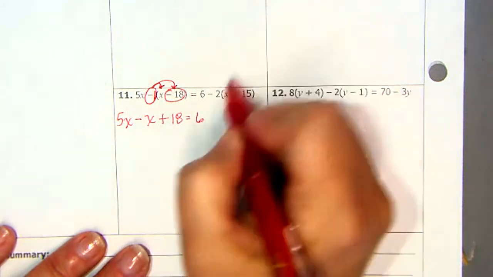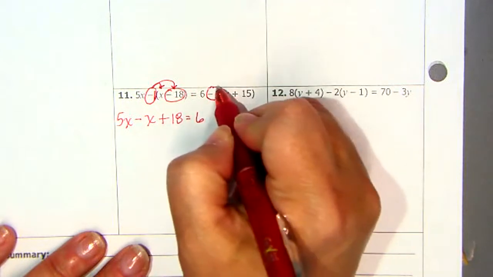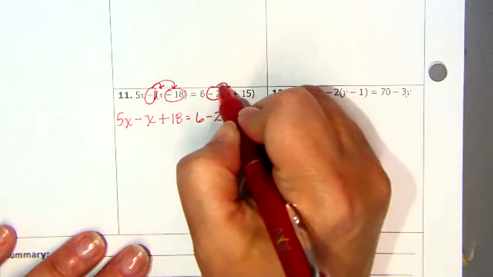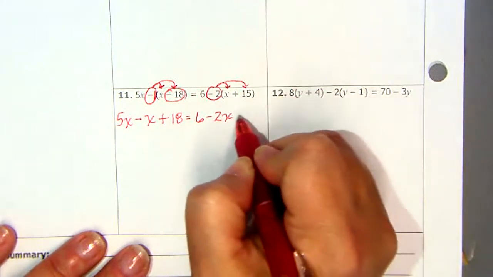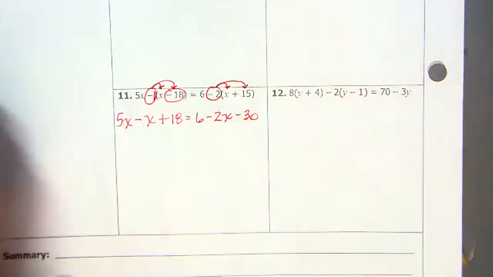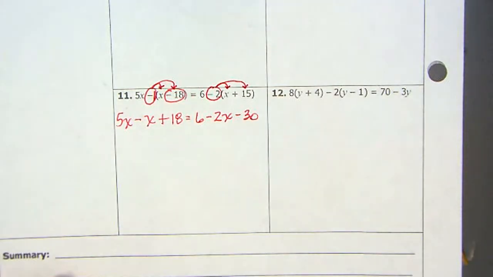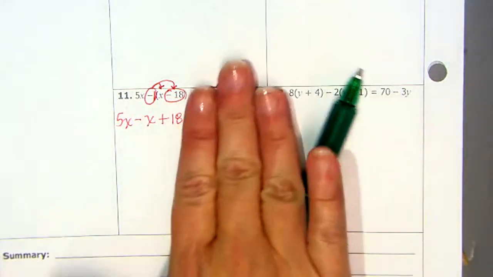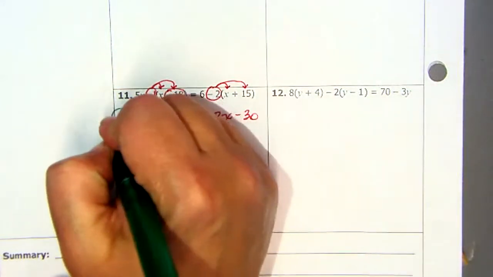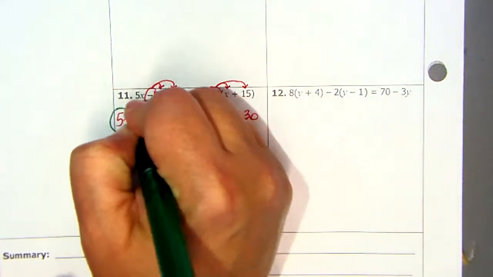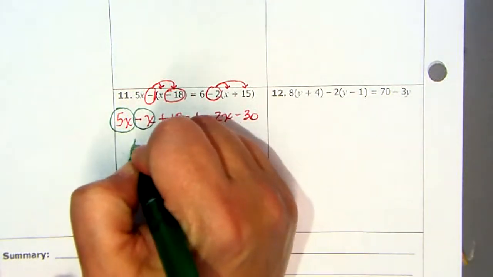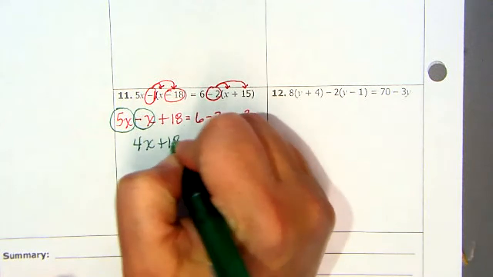Equals 6 up. This is a negative 2, so I'm multiplying a negative 2 times x. That's going to give me a negative 2x. A negative 2 times 15, so that's going to give me a negative 30. You got to pay attention to those integer rules. And now we've got to look at each half. So I'm looking at this half. Can I combine any like terms? Yes. I have 2 variable terms that I can combine together. So 5x minus 1x, that's going to give me 4x plus 18.